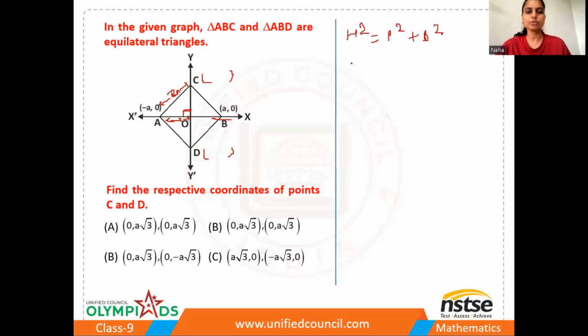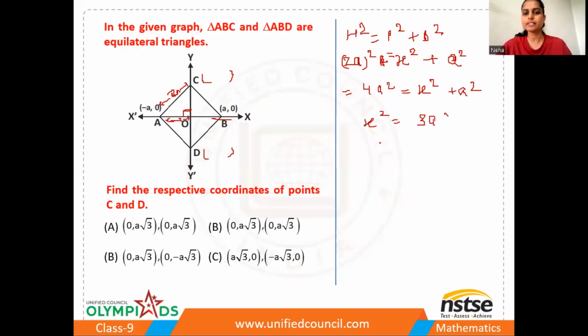So hypotenuse is 2A. Perfect. This is 2A whole square plus perpendicular. They are asking for it, let's suppose it is x, and base is A. So this is A square. So this is 4A square. This is equal to x square plus A square. That means x square is nothing but 3A square. That means x is nothing but square root of 3A. Right? So this side is square root of 3A.